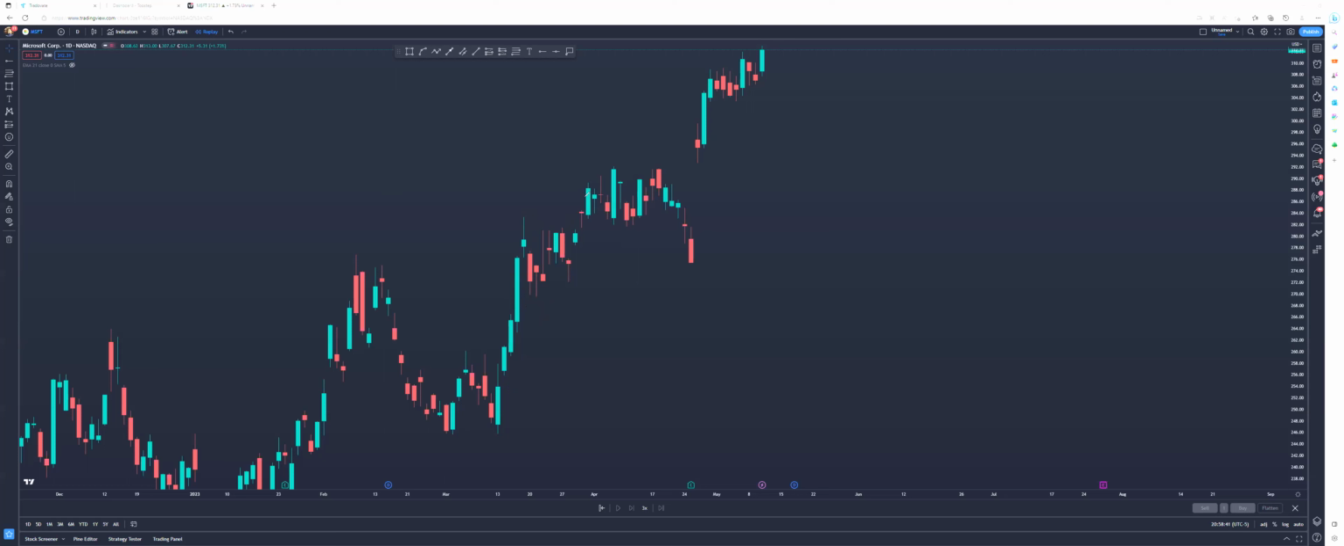So the breaker structure happened here. Okay, so here we go. This is actually a good example. So you're going to do the last bearish candle. First of all, I'm actually glad that we went on Microsoft because this is a good learning point.